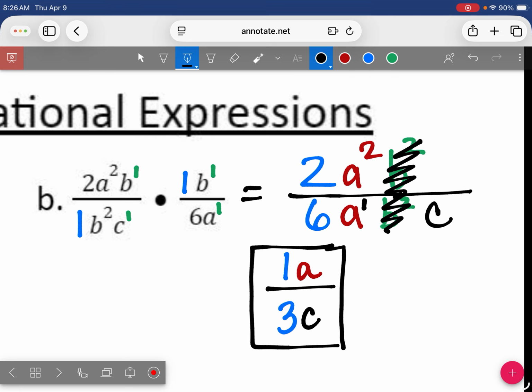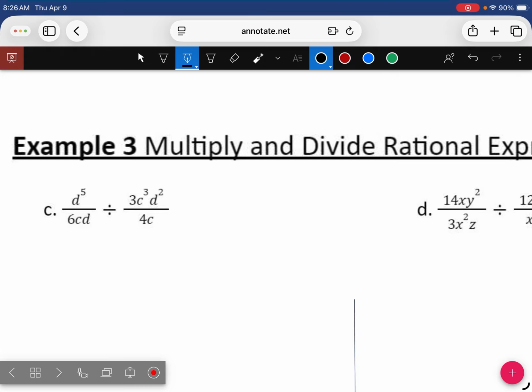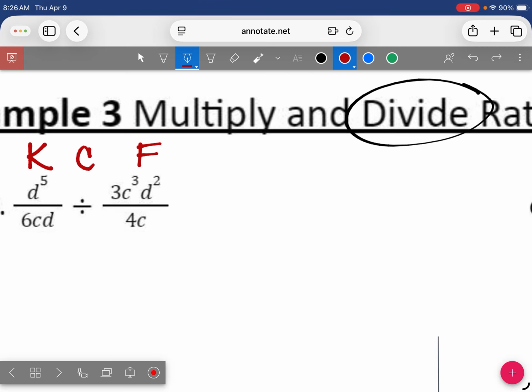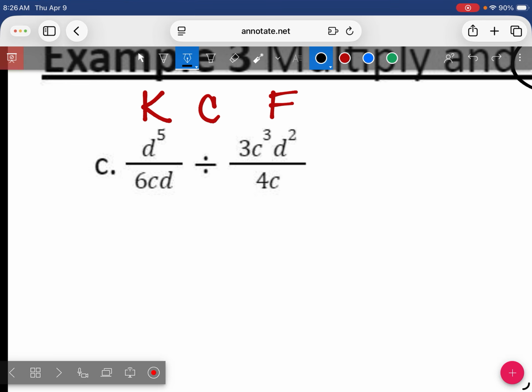Alrighty, now let's talk about division. Whenever you see division, that's when we do our keep, change, flip. So what does that mean? The first fraction, we keep it. We don't do anything with the first fraction. So I'm just going to rewrite it, the way it is.